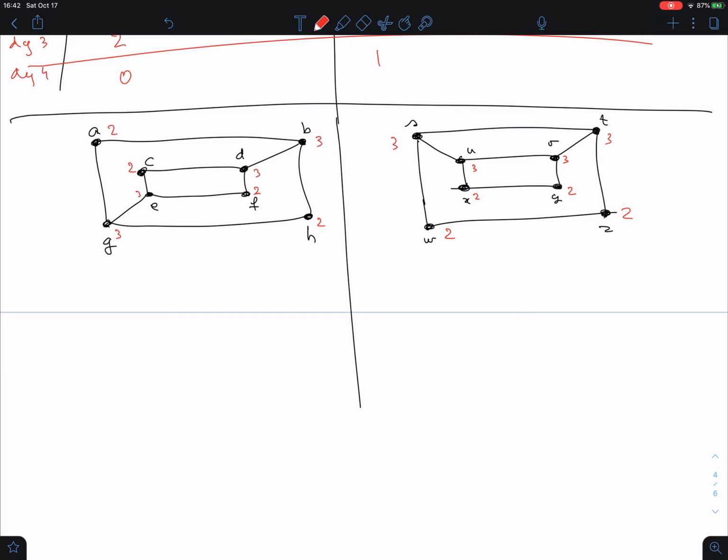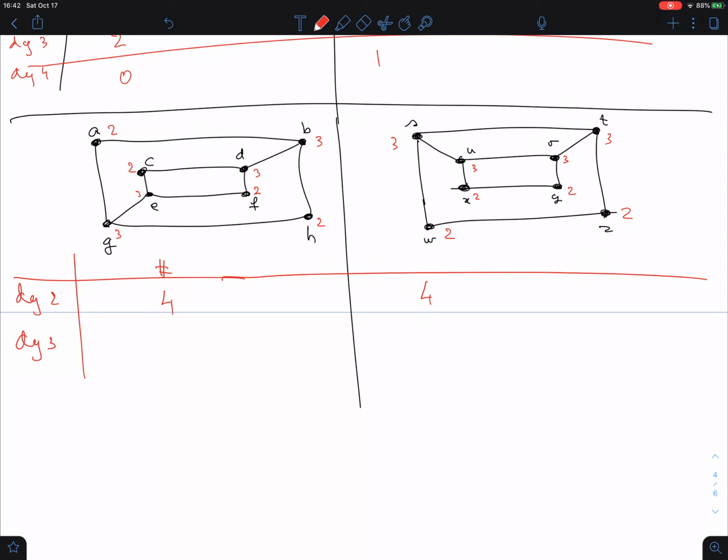Let's see, how many of degree 2? I'm just counting the number of them. Degree 2: we have 1, 2, 3, 4 of degree 2, and here we have 1, 2, 3, 4. Degree 3: 1, 2, 3, 4, and here we have 1, 2, 3, 4. That's the only degrees that are possible, and there have to be 8. So they match. So they are isomorphic?